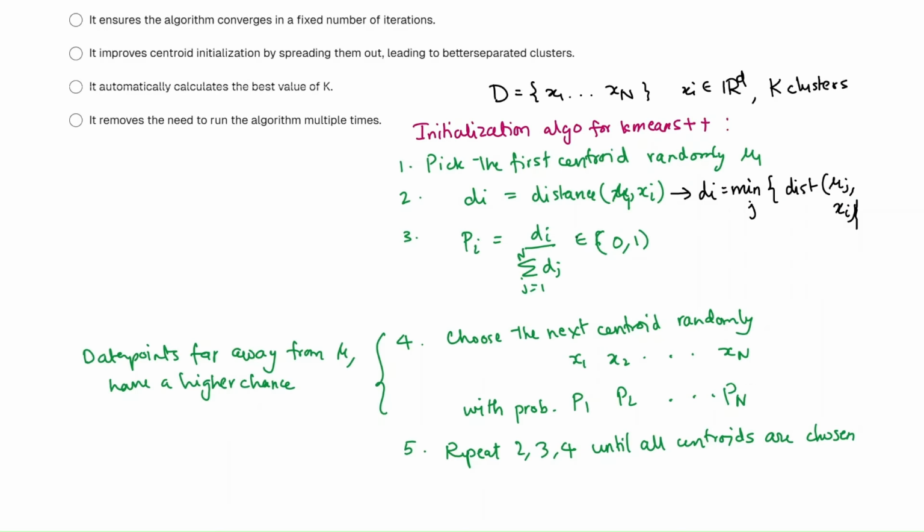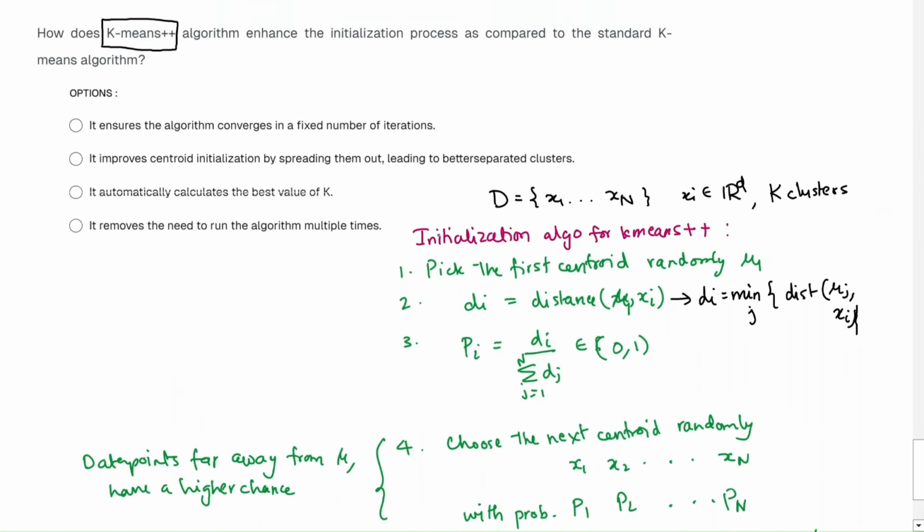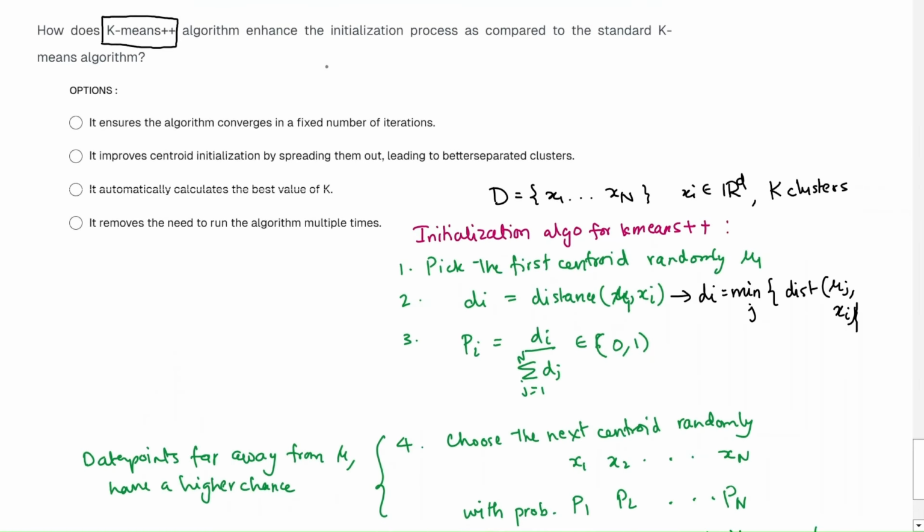So this is the initialization algorithm for k-means plus plus, and the question basically asks us how this happens. The answer is the second option: it improves centroid initialization by spreading them out, leading to better separated clusters. This is correct. It ensures the algorithm converges in a fixed number of iterations. This is not correct.